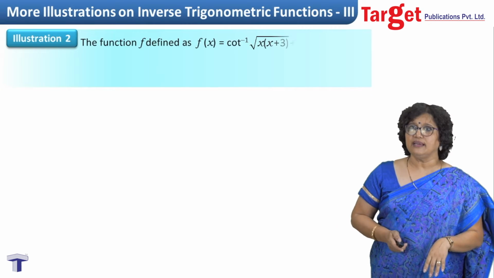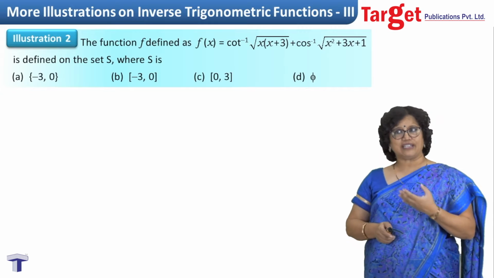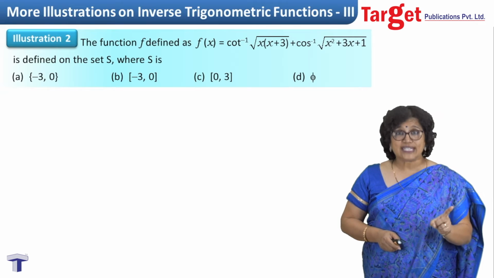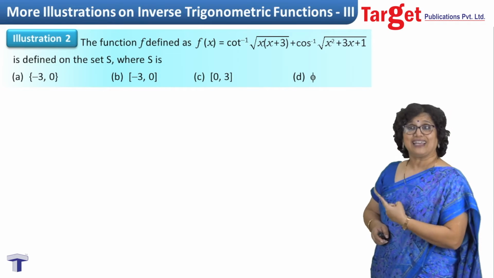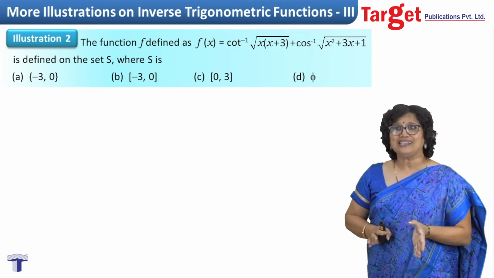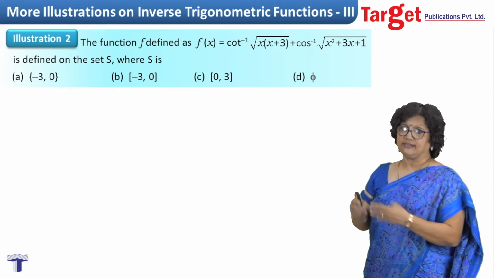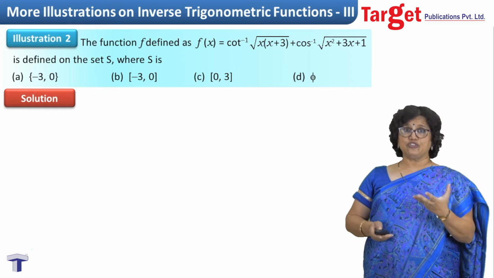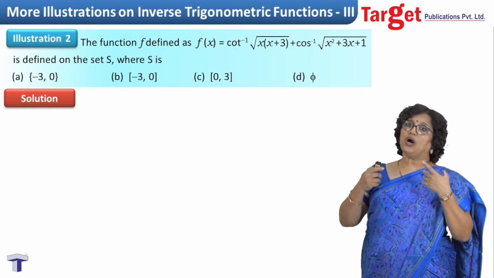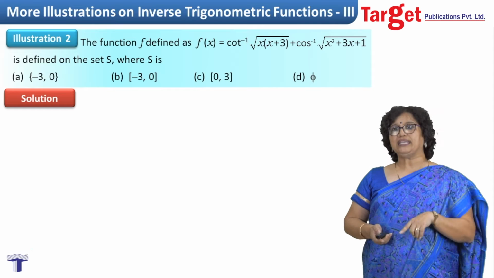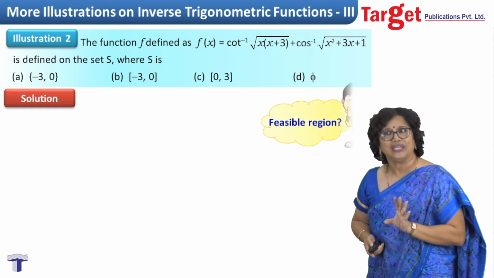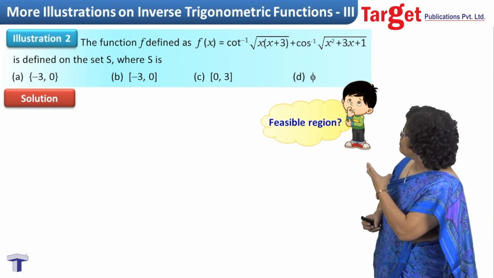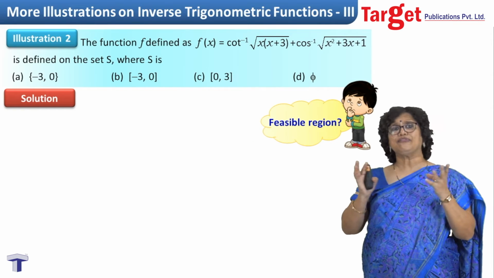And the next one is: the function f is defined as f(x) equal to cot inverse square root of x into x plus 3 plus cos inverse square root of x square plus 3x plus 1. And this is defined on the set S, where we have to find S. S means here the domain where function f works. Now, if I have to get the domain, that means basically we have to get conditions on x. So the first thing that comes to your mind is that f(x) equals so and so many things I am writing. So what is the feasible region?